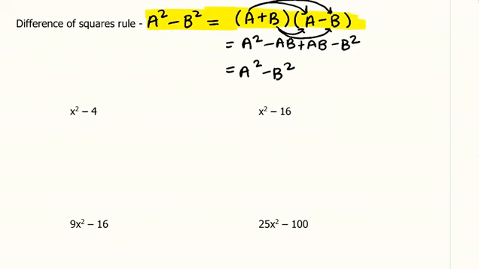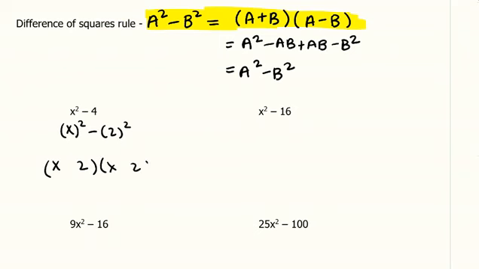I'm going to take these away so it's not distracting. Okay, so when we look at x squared minus 4, I could say that that's x squared minus 2 squared. So it's a plus b, a minus b. Those are the two squares, so it'll be x plus 2 and x minus 2.